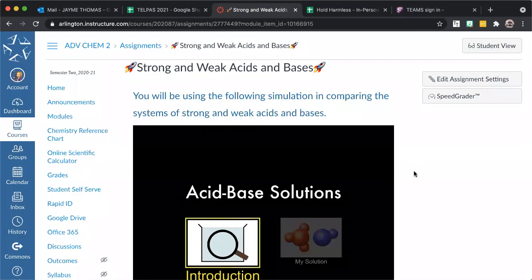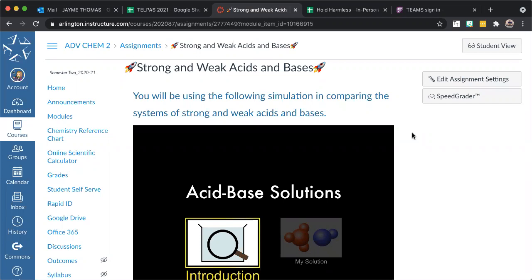Okay, so today we are starting our last unit, Unit 10, which focuses on acids and bases. So we're starting off today. The first lesson focuses on strong and weak acids and bases. The terms strong and weak are the same type of terminology we just had in Unit 9 when we talked about strong electrolytes and weak electrolytes. They're being used the same way.